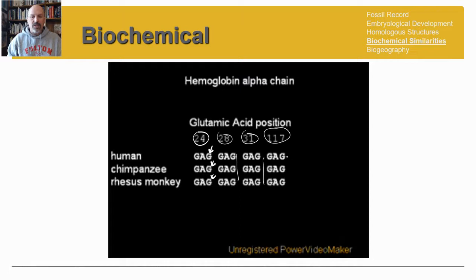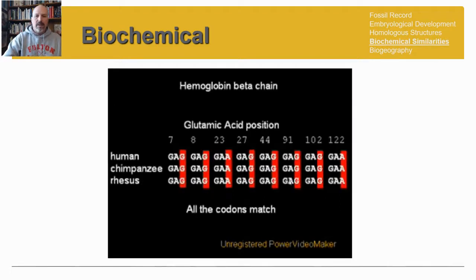At a total of 4 more positions, you find GAG. But where you find the GAAs, in the 122nd position and the 23rd position, they are homologous. That shows we have very strict homology with the rhesus monkey and chimp. Our blood types are very, very similar. This goes to the homology of the hemoglobin molecule.